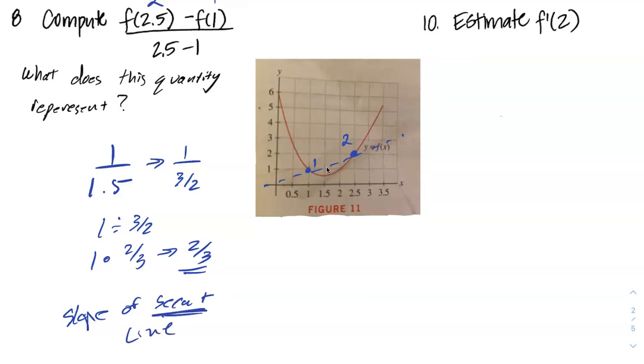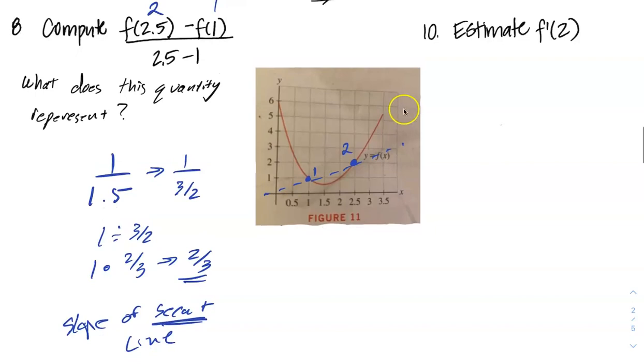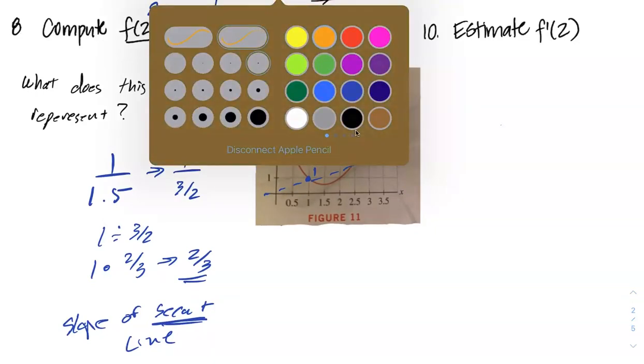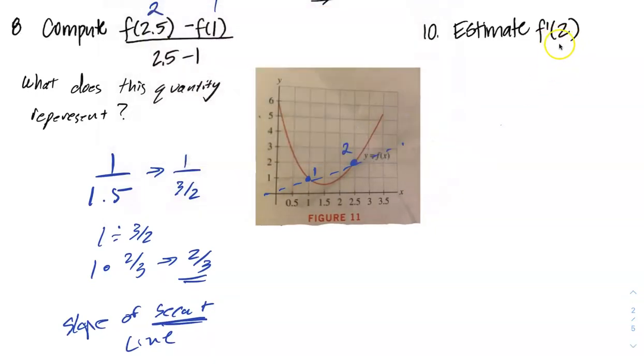He thinks it's a secant line. Okay, let's estimate f prime of 2. So I'm going to change my color here. Remember, f prime of 2 is the derivative, so it's the slope of a tangent line at 2. So here's 2.